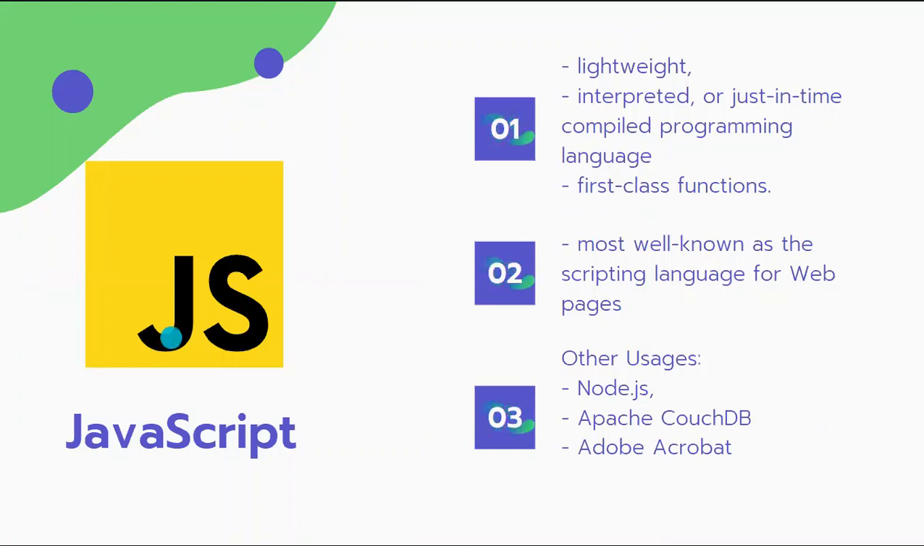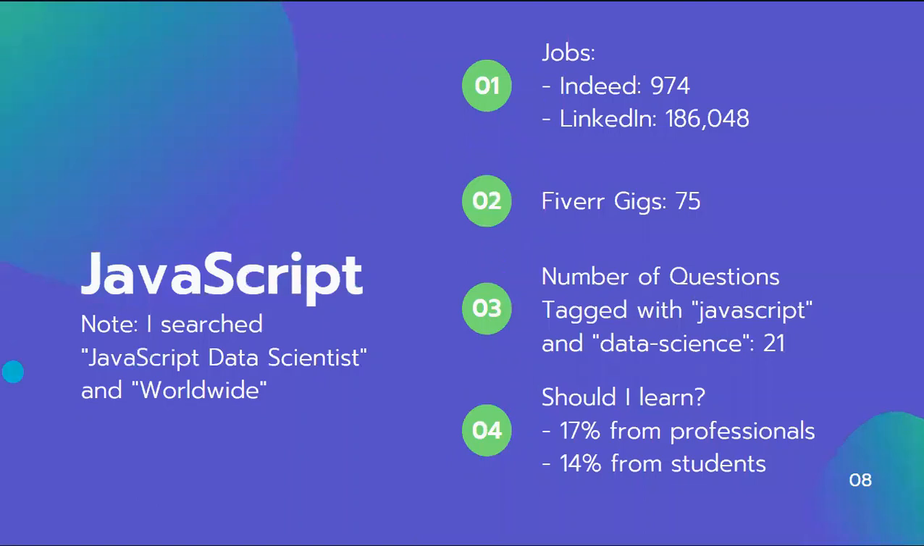As for the metrics, on Indeed, there are 974 jobs, and on LinkedIn, there are 186,048 jobs. On Fiverr, there are 75 gigs. On Stack Overflow, there are 21 questions with the tags JavaScript and data science. From the Kaggle survey, 17% of professionals and 14% of students said they recommend learning JavaScript.